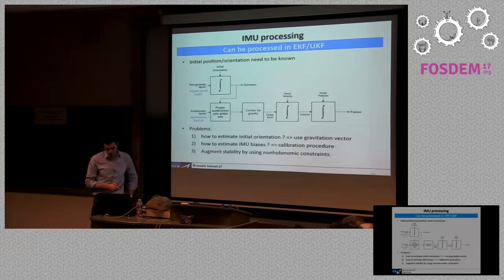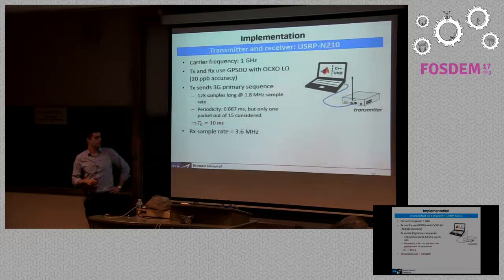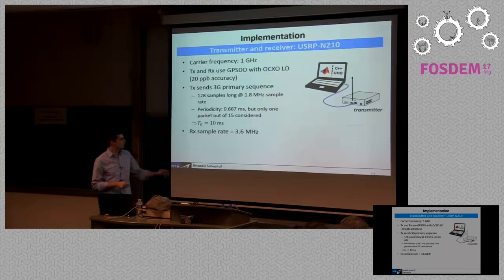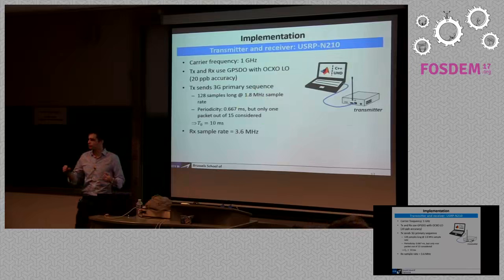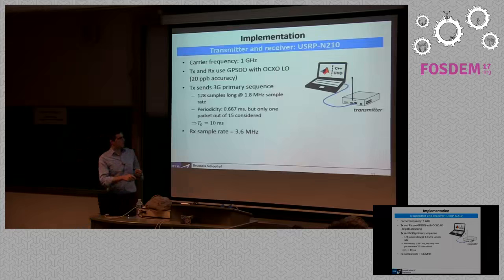So let's go to the implementation, which is really the more interesting side here. We put this on a USRP software-defined radio. The transmitter is just sending the 3G primary synchronization sequence. This is a sequence which runs at 1.8 megahertz more or less, and is very periodic. It sends the same sequence every 667 microseconds. The transmitter is just sending this through UHD, so we're using GNU Radio and a USRP sink and repeating the same packet over and over again.